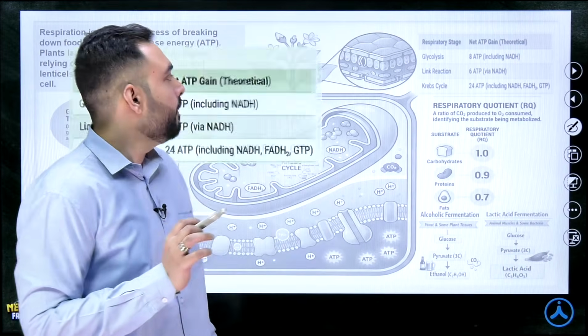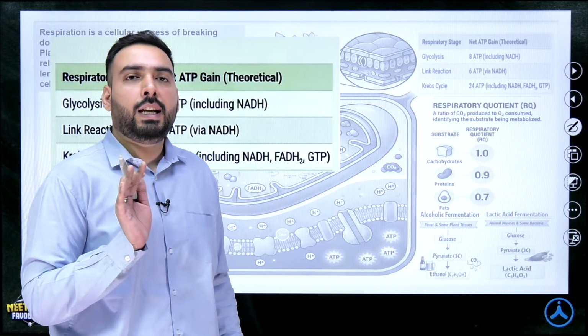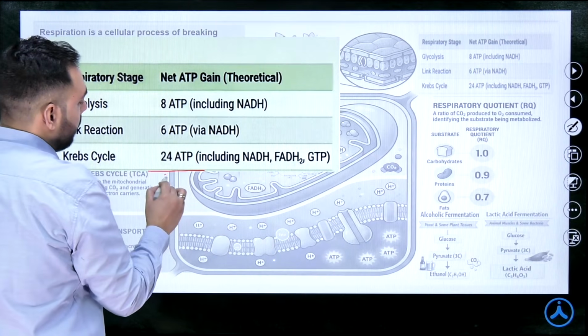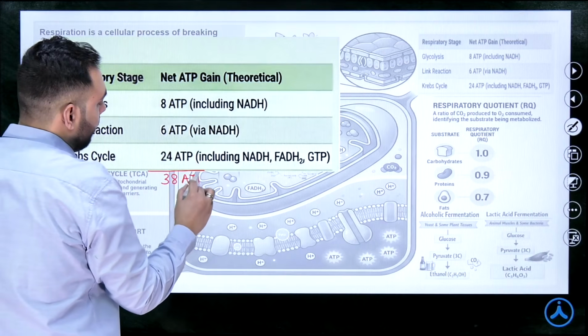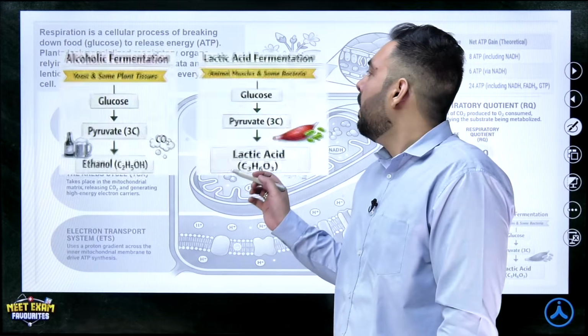Moving on to the ultimate calculation for 1 glucose, complete oxidation in aerobic respiration will result in how many ATP? We can calculate. Total 38 ATP are gained. So net gain for 1 glucose molecule is 38 ATP.